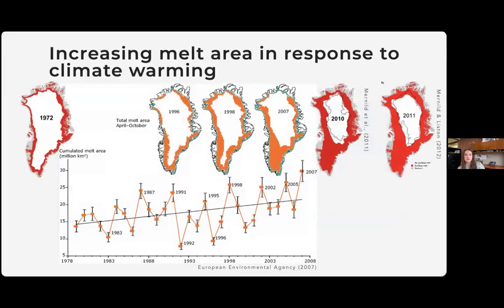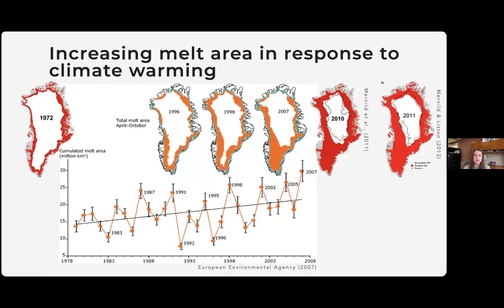With this increase in runoff, there are repercussions in a few ways. We see an increase in temperatures, we see an increase in the magnitude of melting, but we also see an increase in the melt area, the area of the ice sheet that is experiencing melt over a given year. Here I have some data that I've combined from a few papers, showing that we have seen an increase in the area of the ice sheet that is melting in a given year over the last several decades.